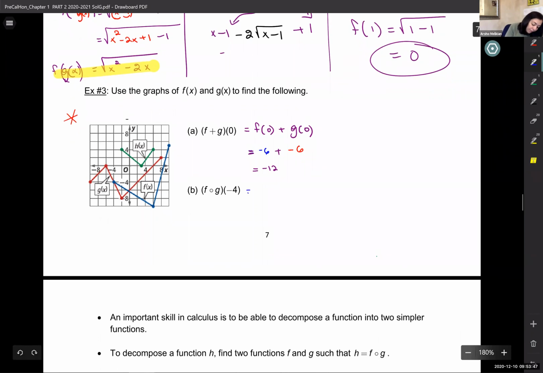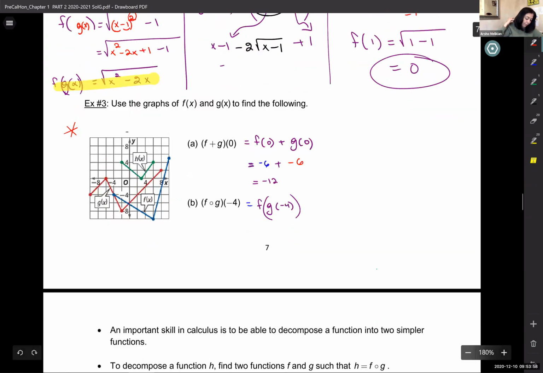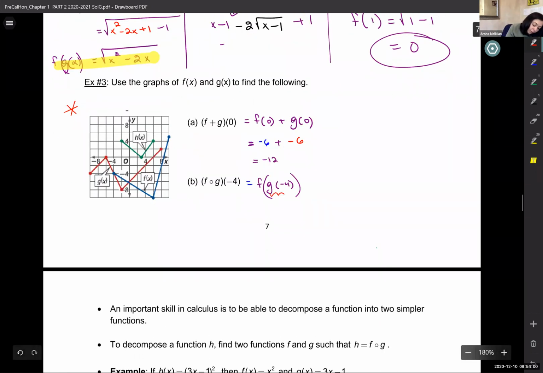Okay, now we have f of g of -4. Same deal. That's why I was stressing this from, for example, 2. We're gonna start from the inside. Okay, so what's g of -4? When x is -4, what's the g value? -4.